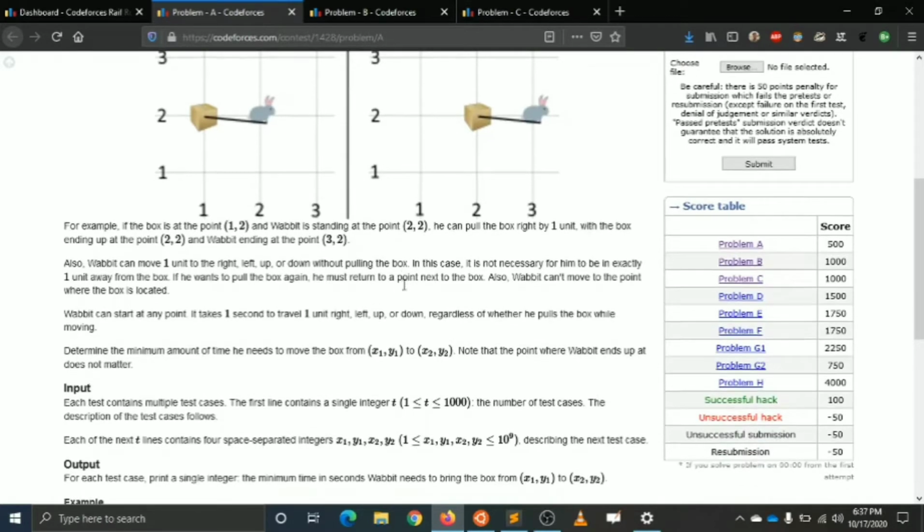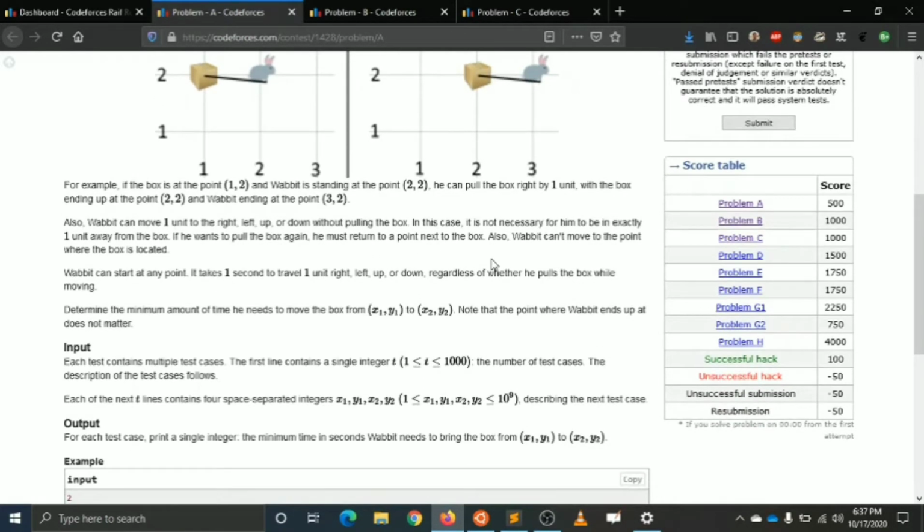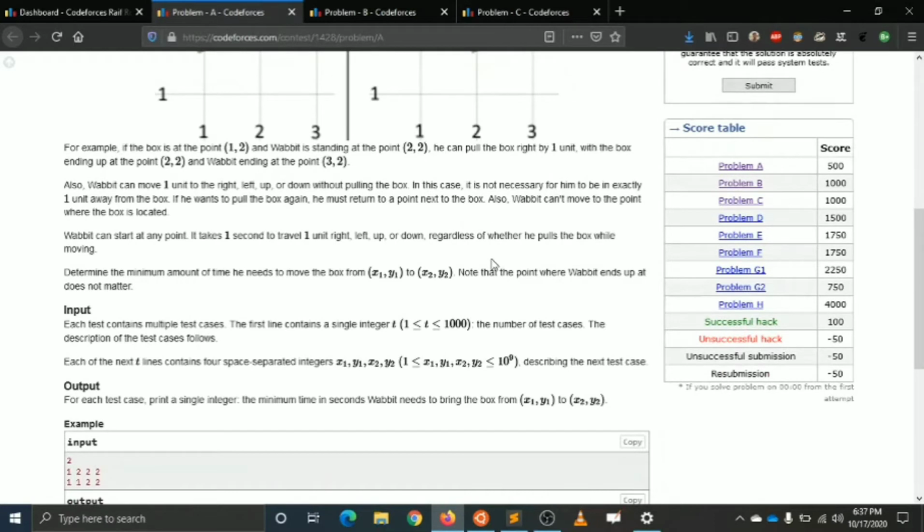I think they are calling not the mouse, they are calling the Webbit. I don't know Webbit, what is Webbit.